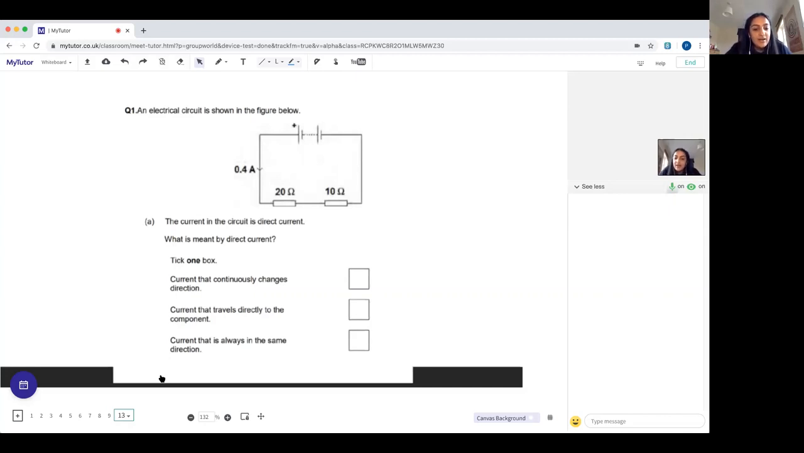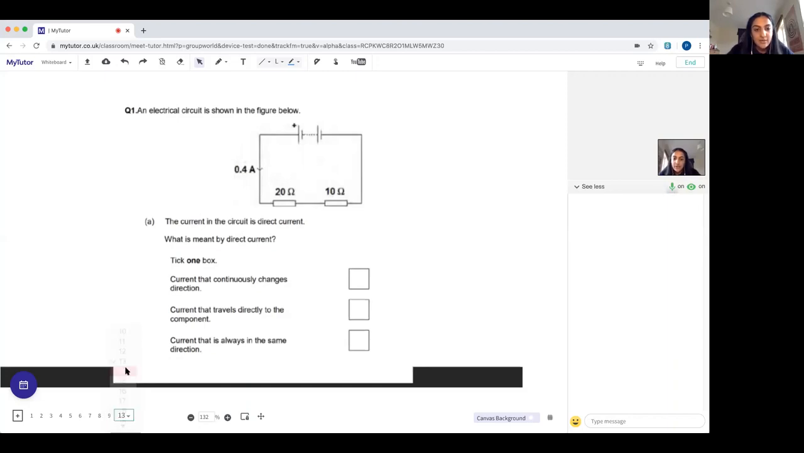And then current that travels directly to the component, that's not a certain definition. It's just that current does travel to the components, but sometimes it needs to go through a component first to get to the next component. So our answer here would be current that is always in the same direction. That's direct current, and you'll be dealing with direct current for the majority of all the topics in electricity for your GCSE. So you don't need to worry about the current changing directions. It's always in the same direction.